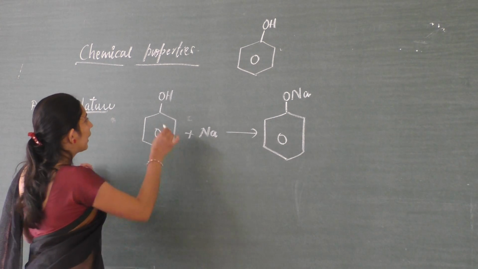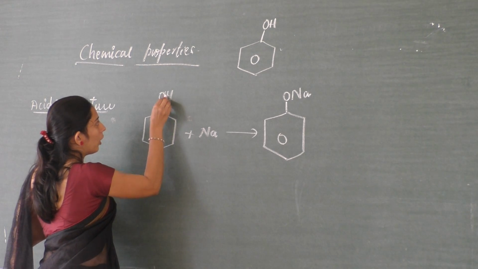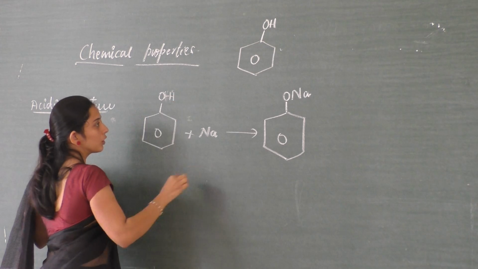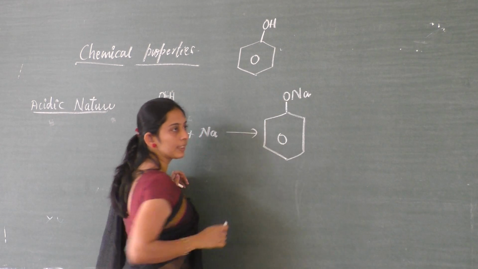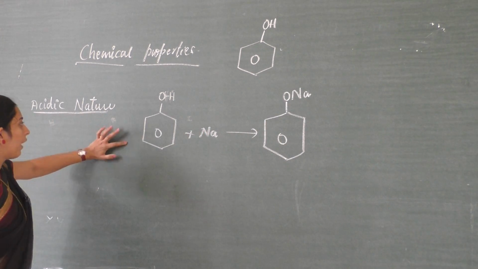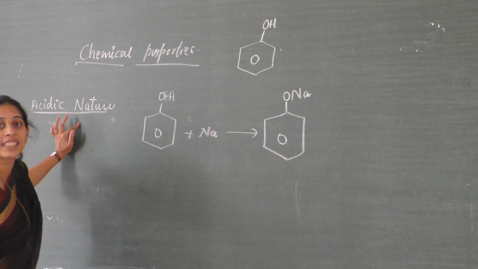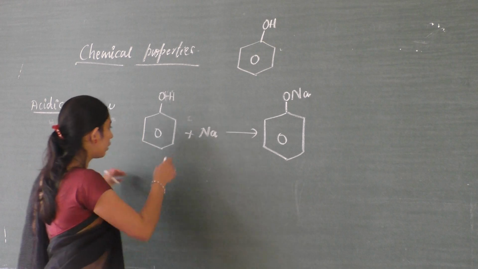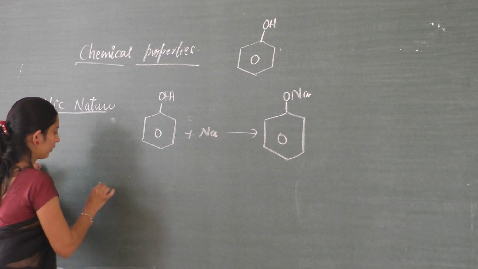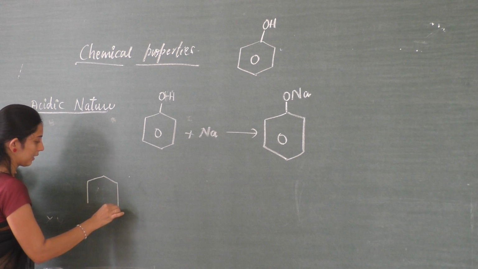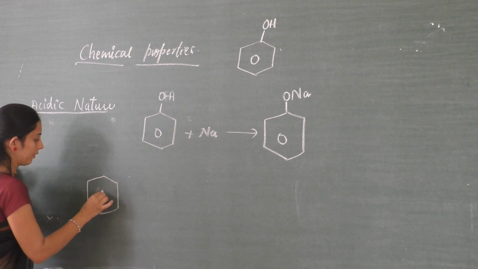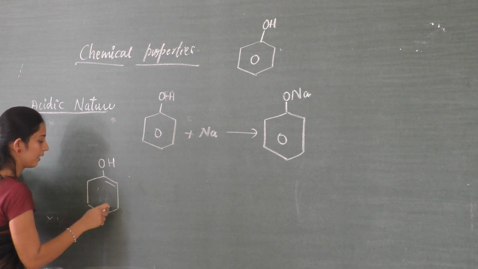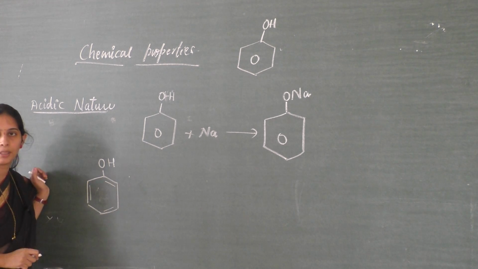Here the OH bond will get cleaved to form ONa. This is why phenol shows an acidic nature. You can also write phenol as OH, or you can also write it with alternating double bonds.